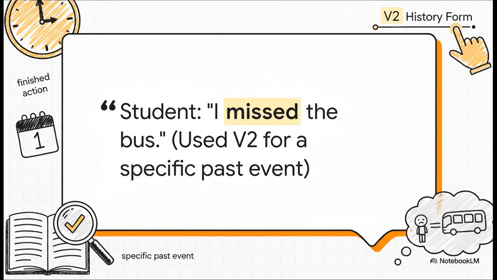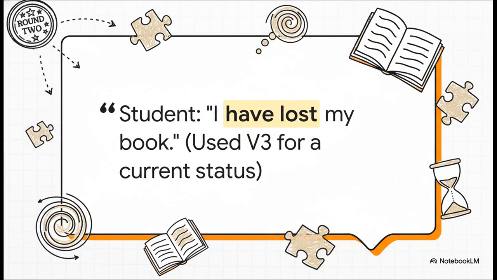In the first round, the excuse has to use V2 for a past event. Why are you late? I missed the bus. But for round 2, it's got to be V3, to explain your current status. I have lost my book.